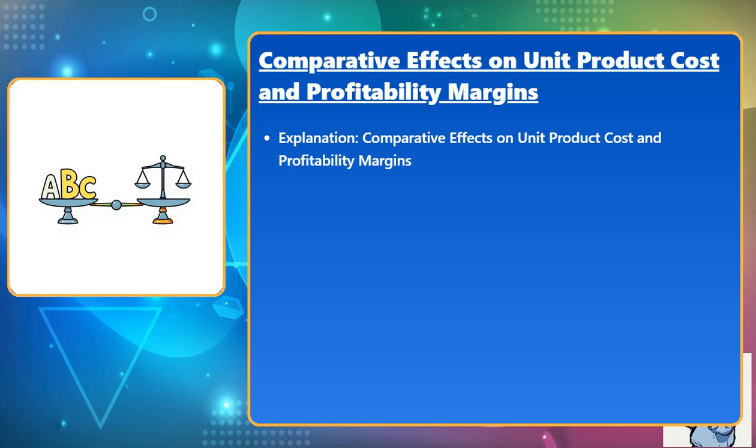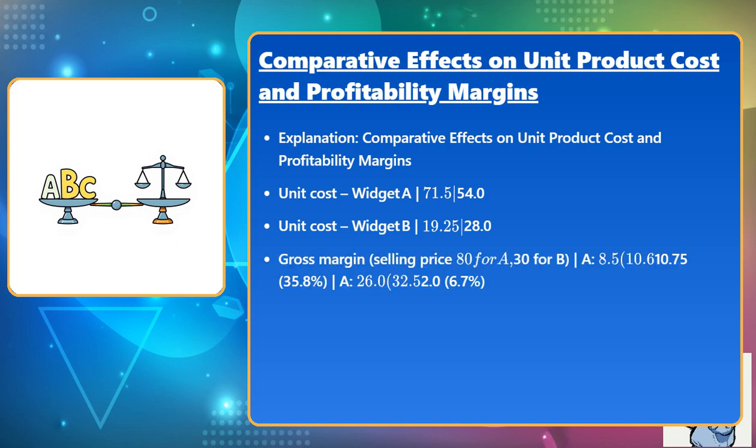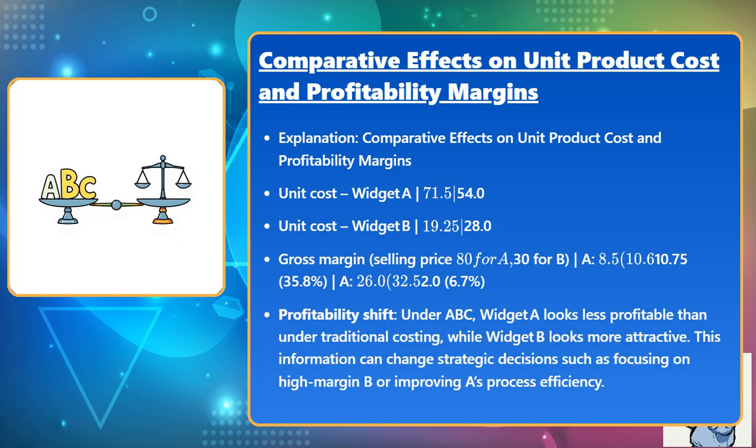Explanation: comparative effects on unit product cost and profitability margins. Unit cost widget A equals $71.5 for ABC result and $54 for traditional result. Unit cost widget B equals $19.25 for ABC result and $28 for traditional result. Gross margin, selling price $80 for A and $30 for B. For ABC result, A equals $8.5, 10.6%. B equals $10.75, 35.8%. For traditional result, A equals $26, 32.5%. B equals $2, 6.7%. Profitability shift.